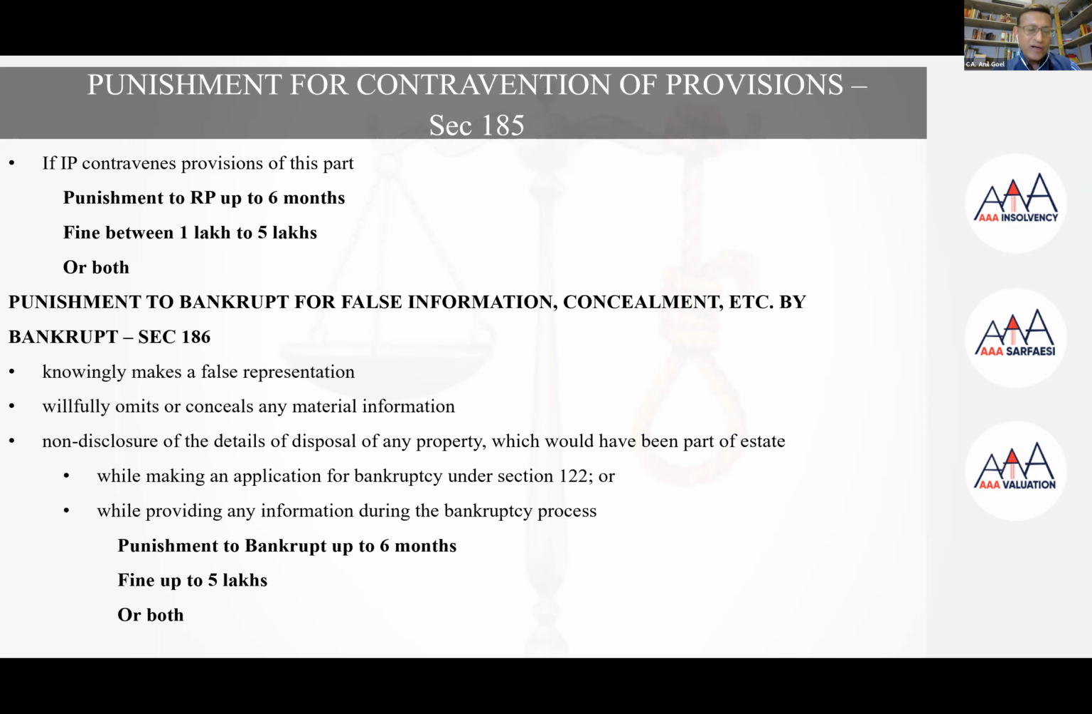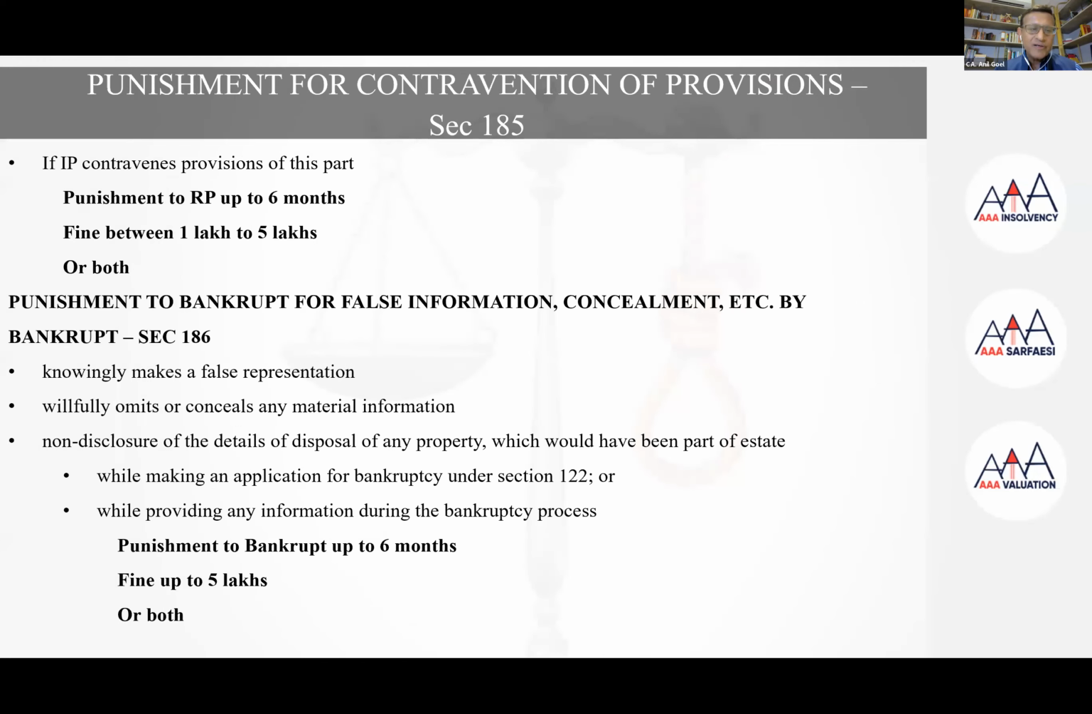So when the application is filed by the bankrupt or any response is given by the bankrupt to a bankruptcy application, whatever information he provides to the court, in case that information is knowingly false and willfully omits or conceals information, non-disclosure of the assets, then the punishment is 6 months and the fine is up to 5 lakhs or both. So this is the section where, if the debtor is not providing the information of assets, the information about the income or any other material information, then the prosecution can be started under section 186, read with section 236 of the code.